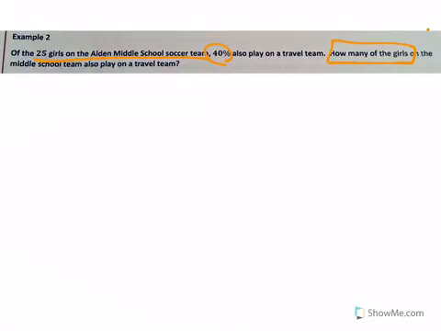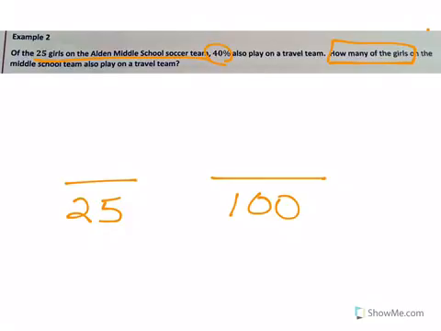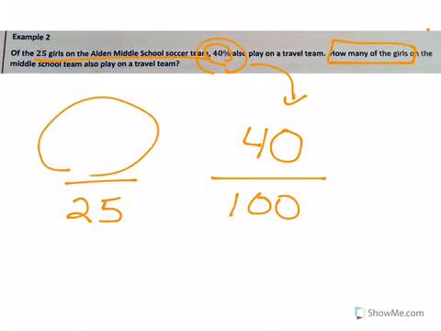So I know that there are 25 girls on the team. I know if I'm going to do this as a percentage that my denominator has to be 100. I know that 40% of the girls play on the team. That is 40 out of 100. So in this case, I know the percentage. It's 40 out of 100. What I don't know is how many girls would be 40%. But we can figure that out.